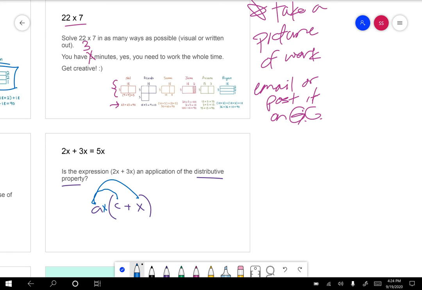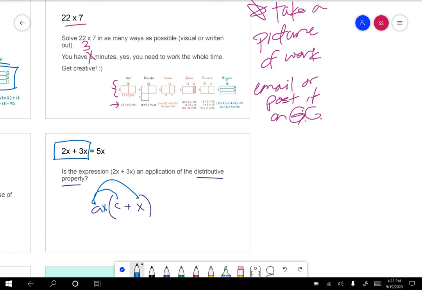But I want you guys to think about this question. Is the expression 2x plus 3x an application of the distributive property? So in other words, can we get 2x plus 3x using the distributive property on some expression? So basically, you guys need to work backwards with distributive property. Okay, if you've paused it and tried to figure it out, awesome. If you're just like, I have no idea what she's talking about, no worries.